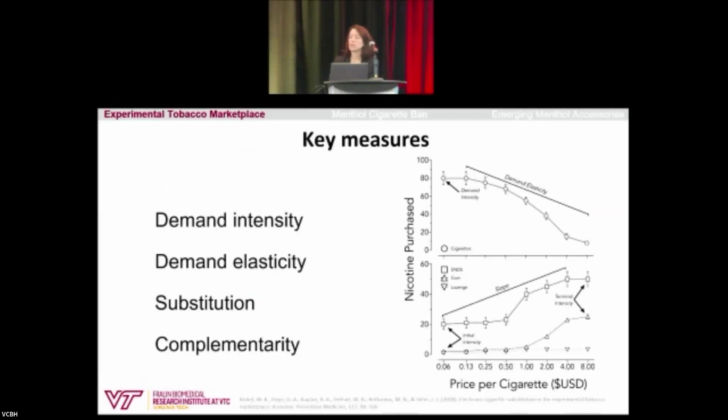So in behavioral economic studies, like most of the ones we do with the ETM, we often increase cigarette price, and this allows us to better understand the economic relationships between cigarettes and other products. And here are 4 key measures of this approach. Again, Matt just talked a little bit about them, but demand intensity, how much someone wants a product when it's highly affordable. Demand elasticity, how sensitive purchasing is to changes in price. Substitution, when an increase in the price of one product leads to increased use of another product. And complementarity is not in the figure, but it's another measure that we've been exploring. So when an increase in the price of one product leads to a decreased use of another product.